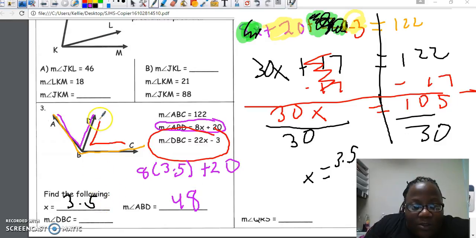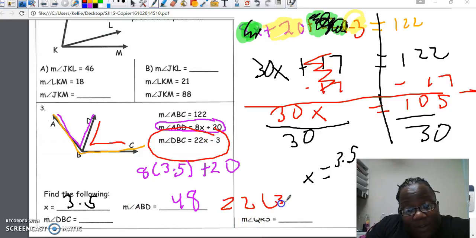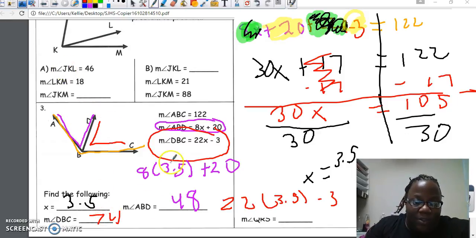And now let's do DBC, which is the red angle, which was 22x minus 3. So again, you have 22 times x, which we know was 3.5, because we did all that work to solve it, minus 3. Do your 22 times 3.5, and then subtract 3, 74. So that angle is really 74. So red equals 74, purple equals 48.